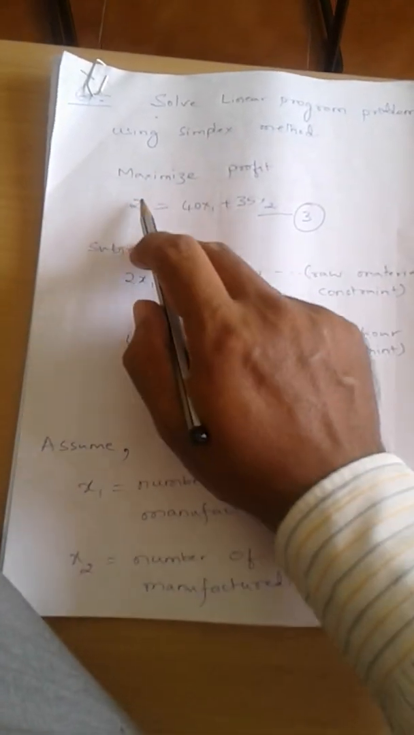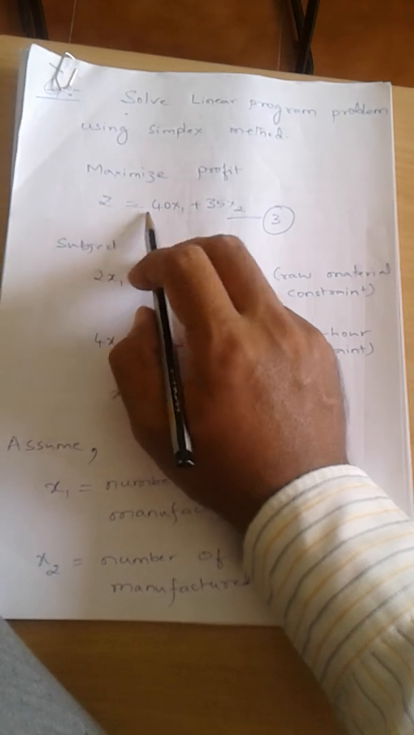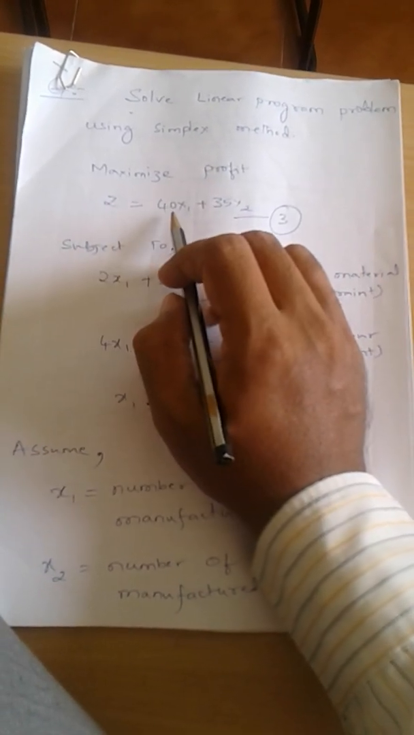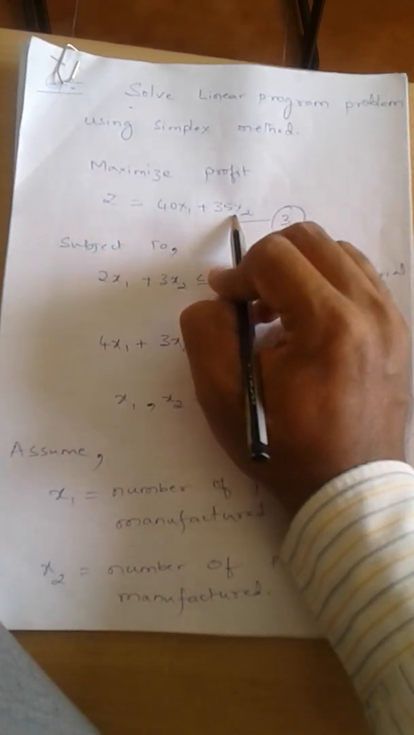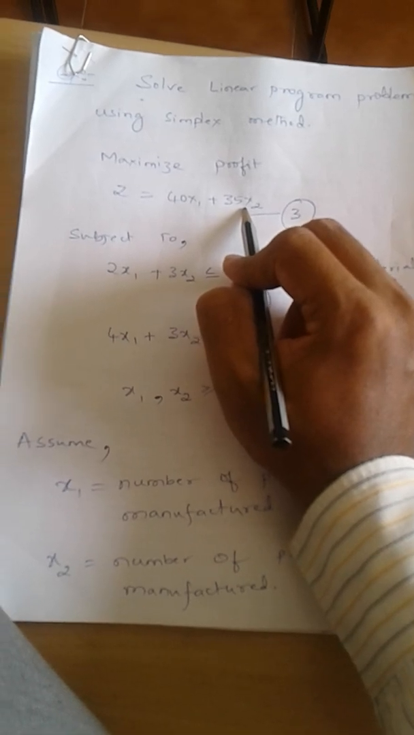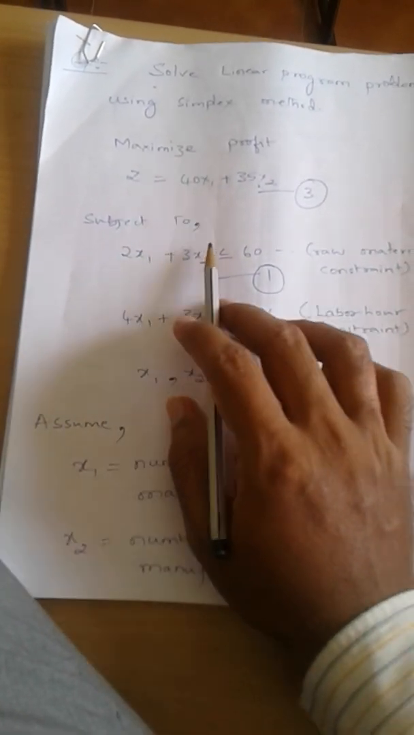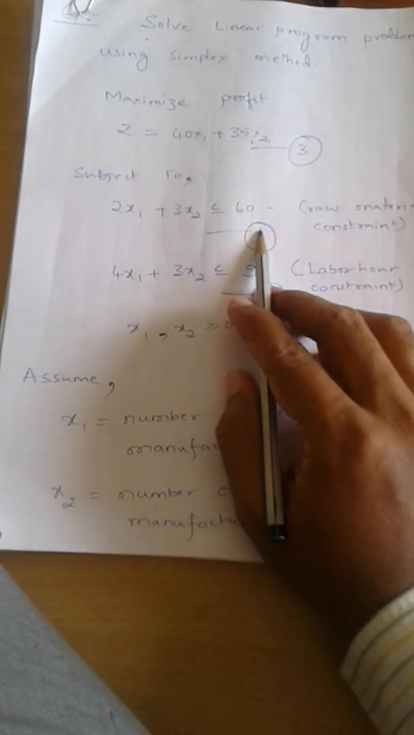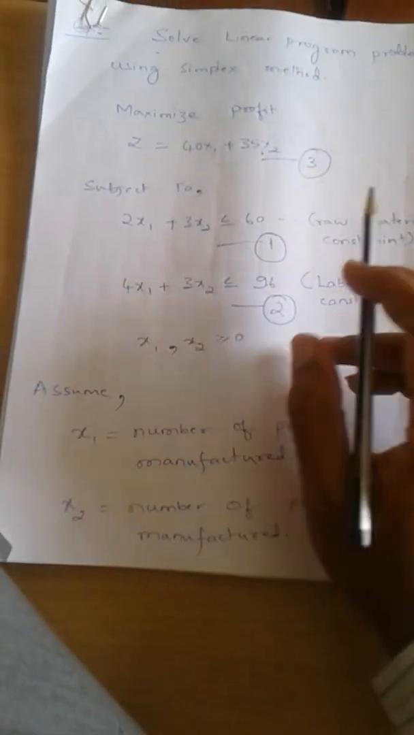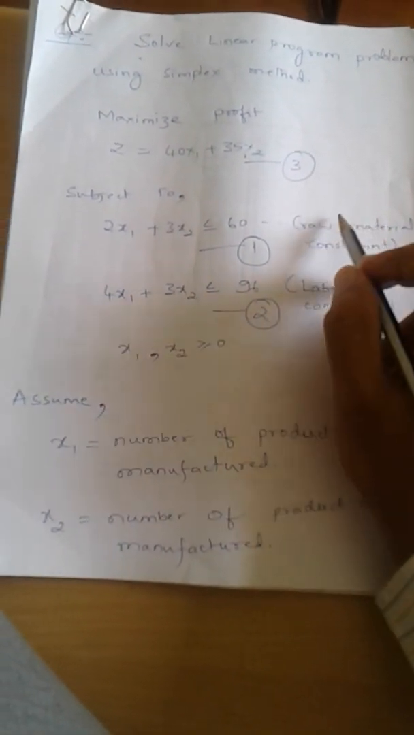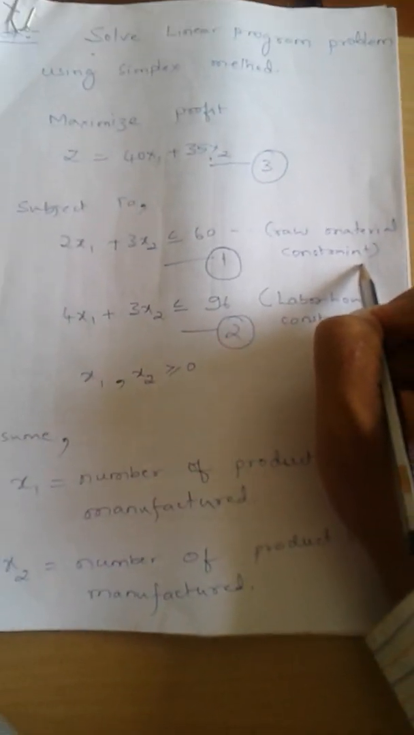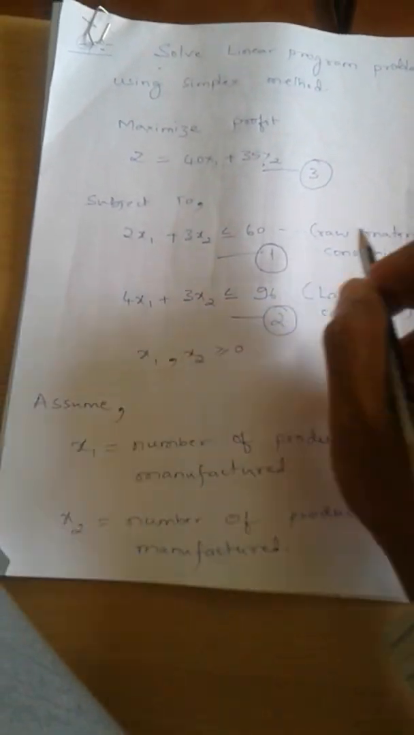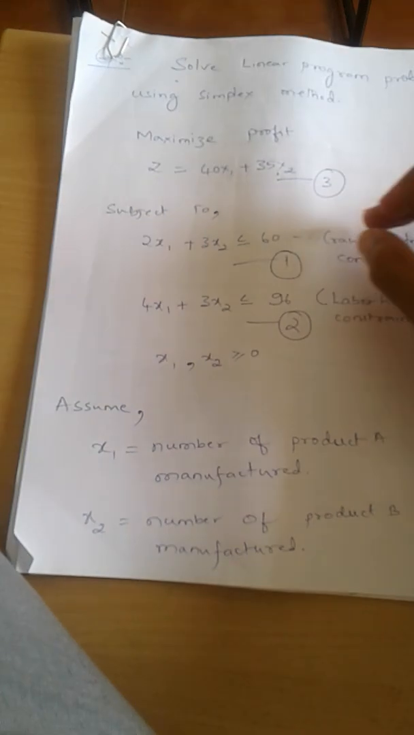This is the problem statement. They have said that Z, that is the maximum profit, Z is equal to 40x1 plus 35x2. Next, it is subject to 2x1 plus 3x2 smaller than or equal to 60, which is nothing but a raw material constraint. I think this problem we have already solved previously and we had arrived at this particular equation.